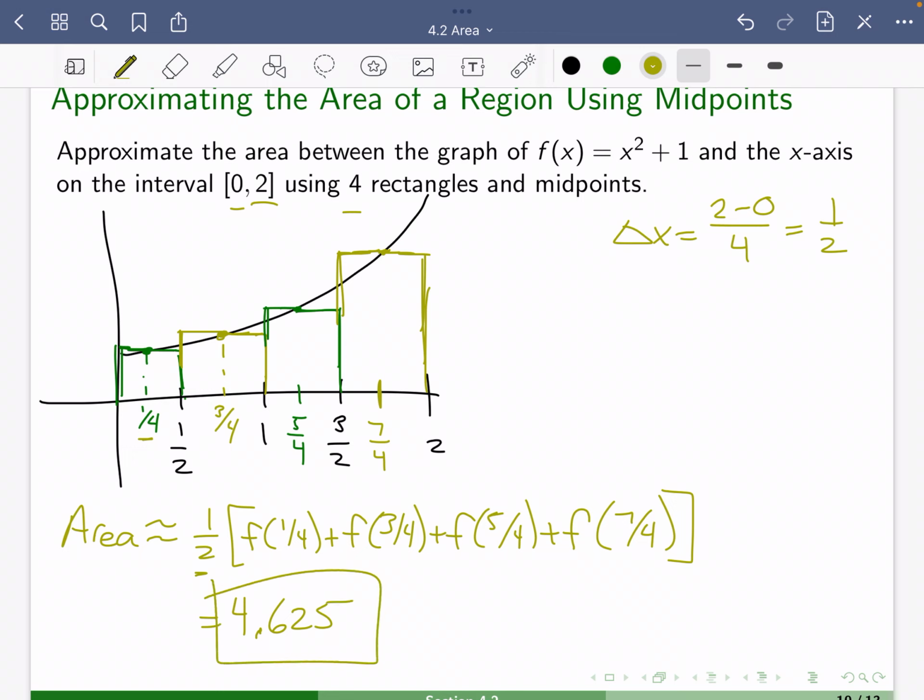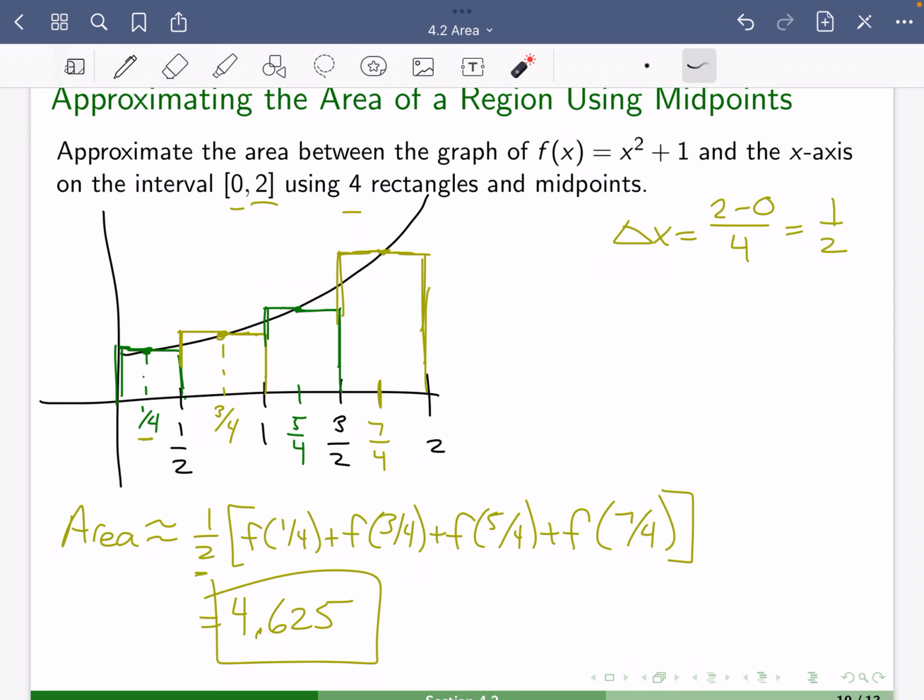Is that going to be an overestimate or an underestimate? That's right, we don't know. What happens here is we get a little bit of excess here, but we have a little bit under here, and we don't know how those are going to balance out. So it's unclear if this will be an overestimate or an underestimate. We feel like maybe it will be closer, but it doesn't necessarily have to be.